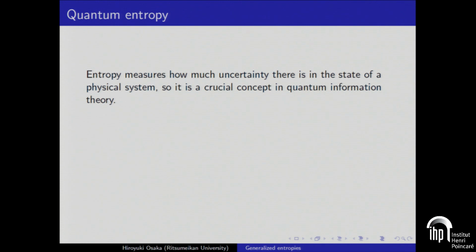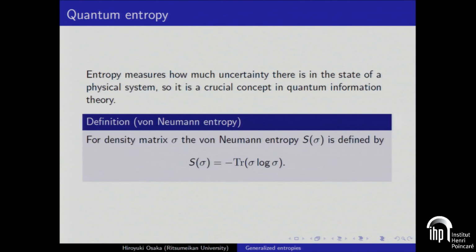Okay, here at first is the standard answer. But anyway, I am in some sense a beginner in quantum information theory. Entropy is how much uncertainty there is in the state of a physical system, so it is a crucial concept in quantum information theory. This is the famous Uhlmann entropy. Maybe you know it.